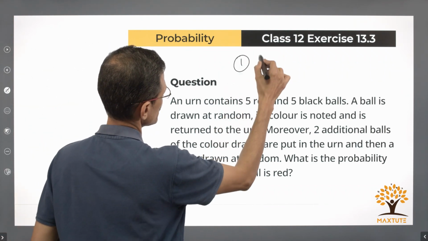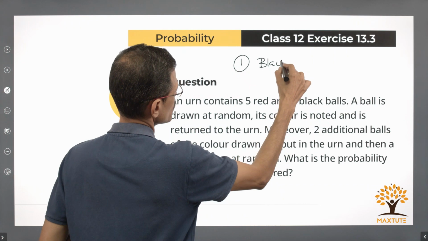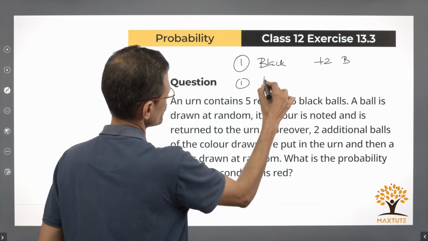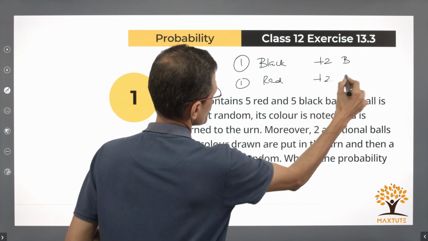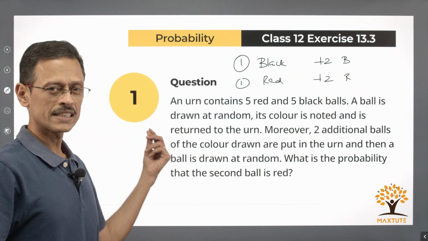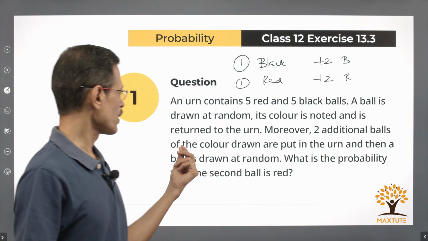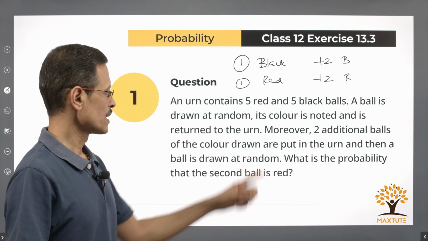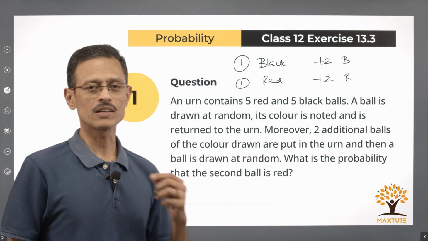So I check what the ball was. If the first ball ended up being black, I'll add 2 black. If the first ball ended up being red, I'll add 2 red. That's what they're saying. Look at the color of the ball, add 2 additional balls of the color drawn, and then draw a second ball. What is to be found out is, what is the probability that the second ball is red?